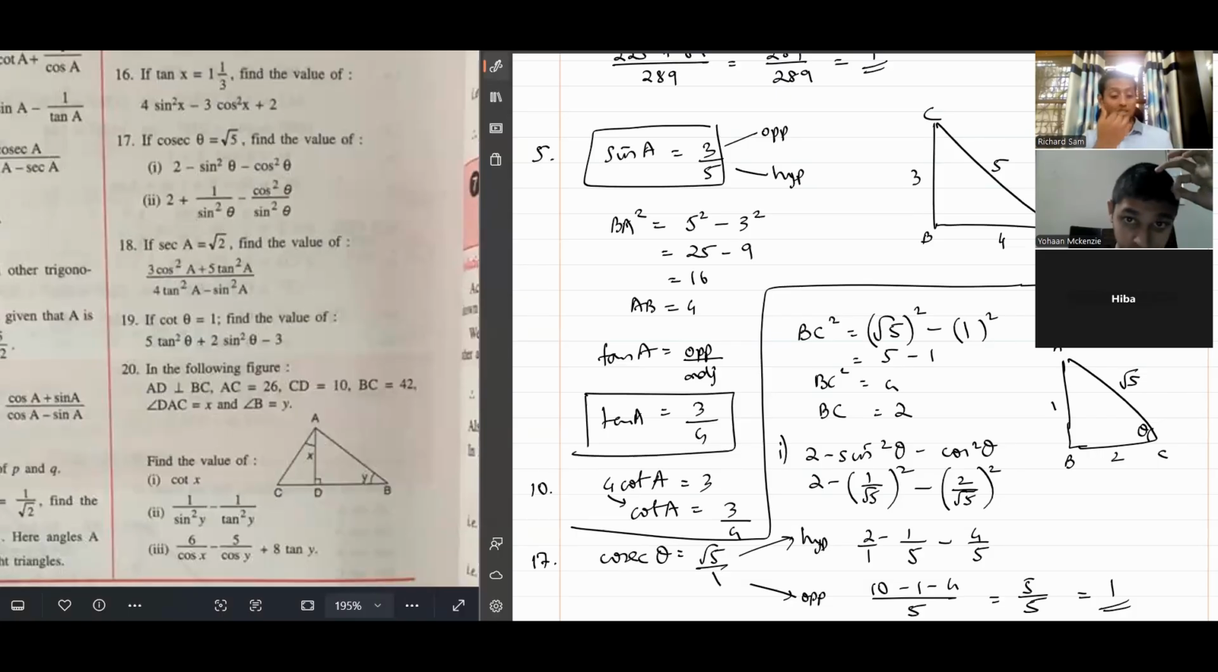Just looking at the questions, do you have any confusion in any of the questions? This is what we just did, right? 17. 18 is also similar. Cosec is root 2, so you'll take it as root 2 upon 1. Yep, you need a fraction.